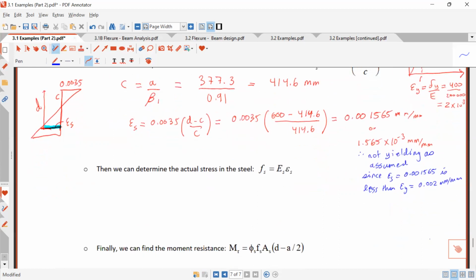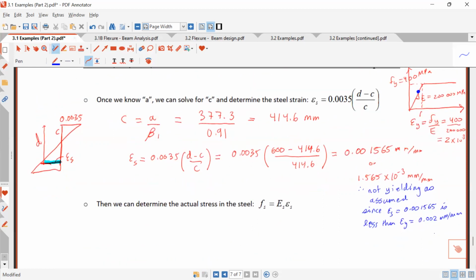Once I know this strain, I can find the stress. Again, we're in this zone here. Normally the steel stress is 400 MPa, but if we're below yielding, we need to use Hooke's law to get it. Again, you should look at the number you get to see if it makes sense. We have Fs equals modulus times this strain epsilon S. So modulus is 200,000 MPa, times epsilon S we found, 0.001565 millimeter per millimeter.